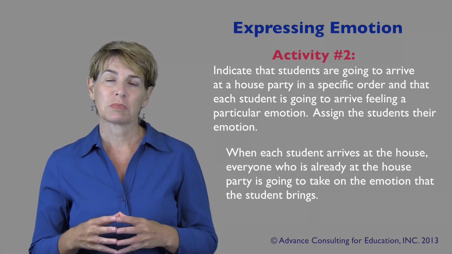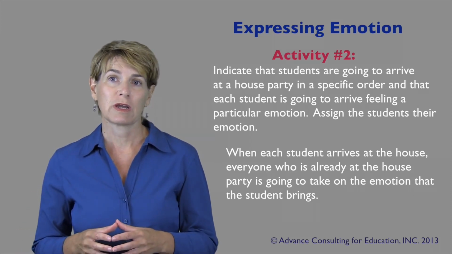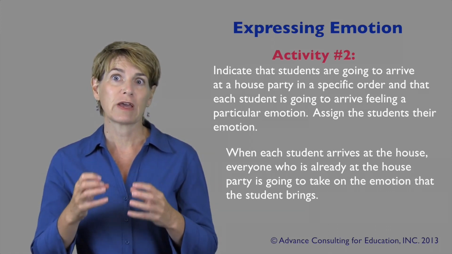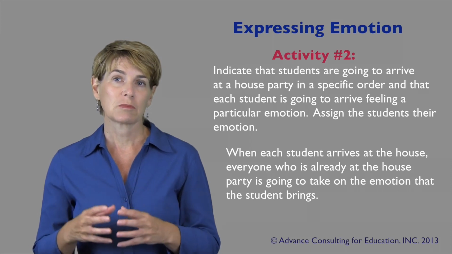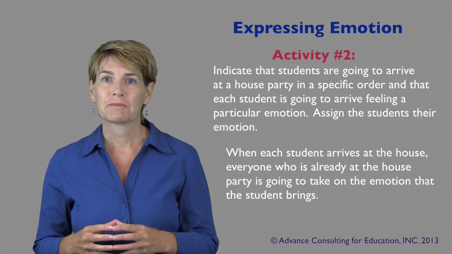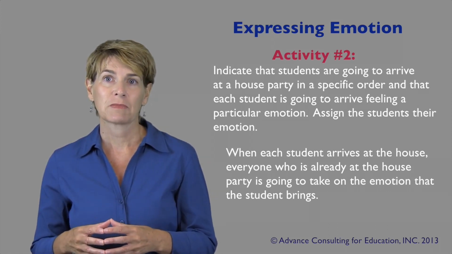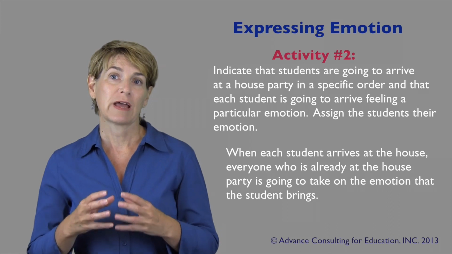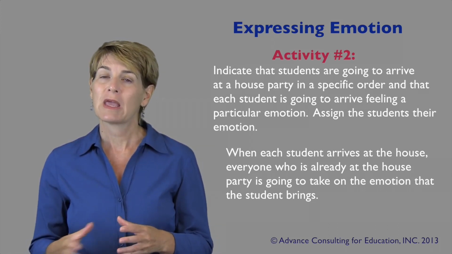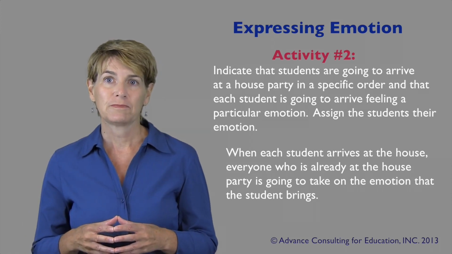So the first person at the party just does their emotion on their own. When the second person arrives, those two people both have to exhibit the same emotion of that second person. So if the second person is happiness, both people at the house party are happy. Then the third person arrives, and let's say this person is sad. So now all three people at the house party have to act and communicate as if they're sad. And so on, and continue this until everyone's arrived at the house party.